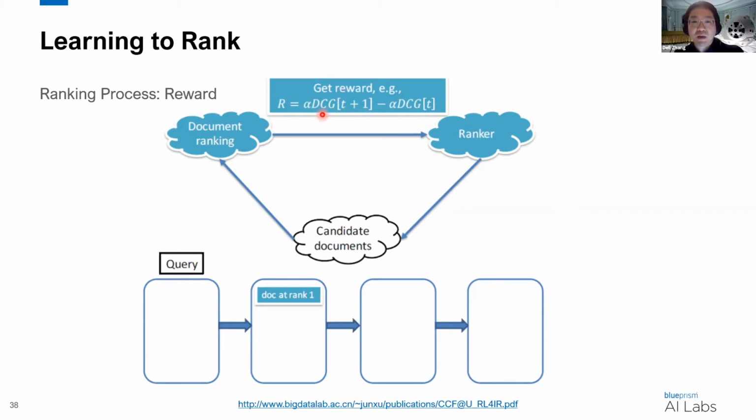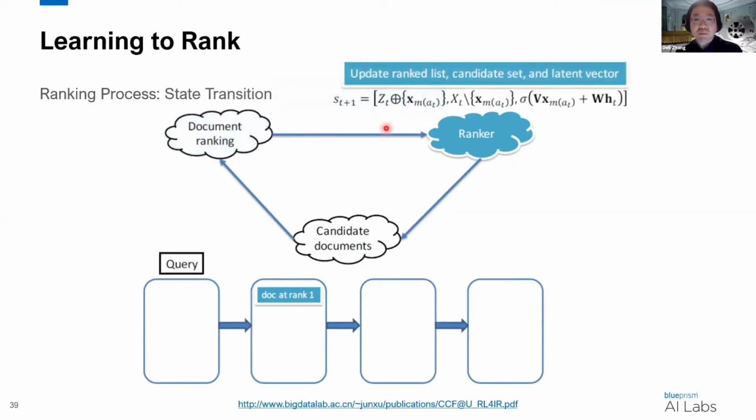The reward is the alpha DCG after we have retrieved this document minus the alpha DCG at the previous time step. So this is the increment of the performance metric generated by the current action. And if we accumulate this reward over time, then it would lead to the performance metric that we would like to optimize, which is just the alpha DCG for the top-K ranked documents.